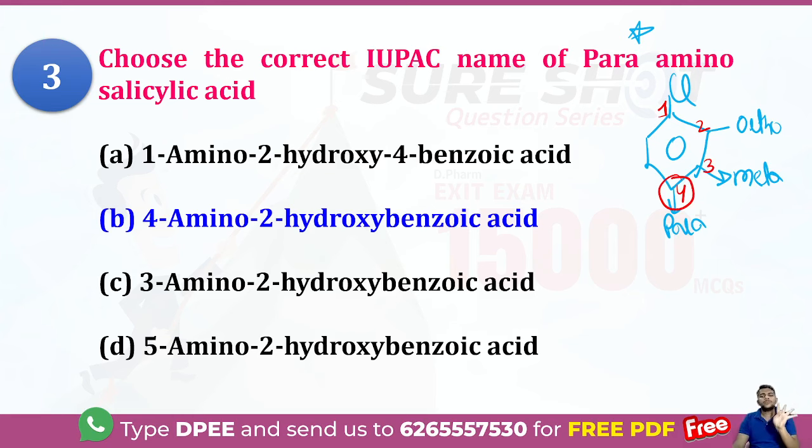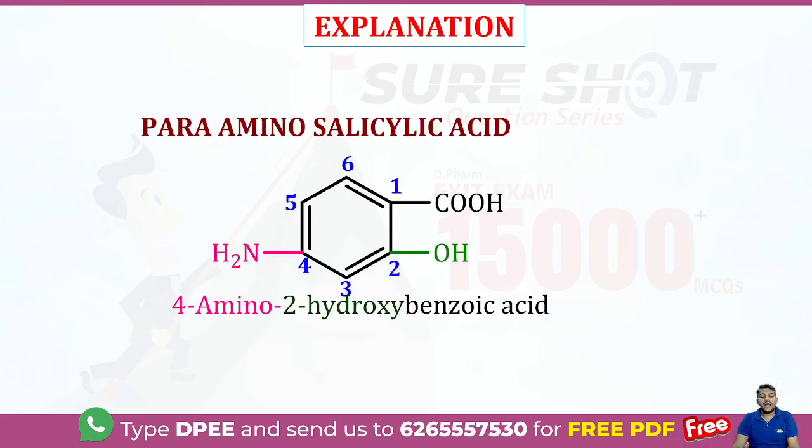Para amino, fourth position, there is the amino group. There is no other option in which the amino group is written at the fourth position. So this is the typical structure of para-amino salicylic acid. That means at the first position there is an acidic group, at the second position there is a hydroxy group, and at the fourth position there is an amino group.